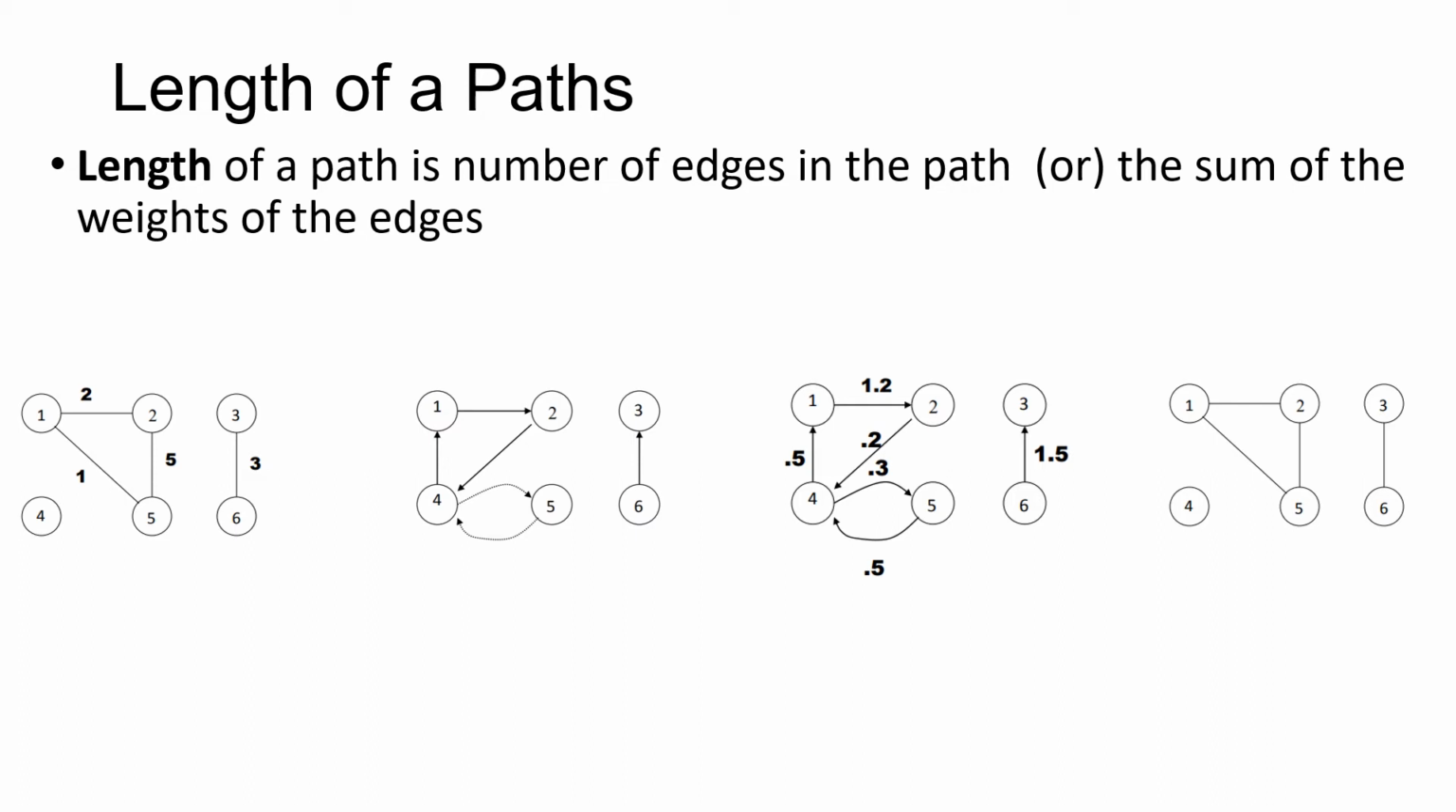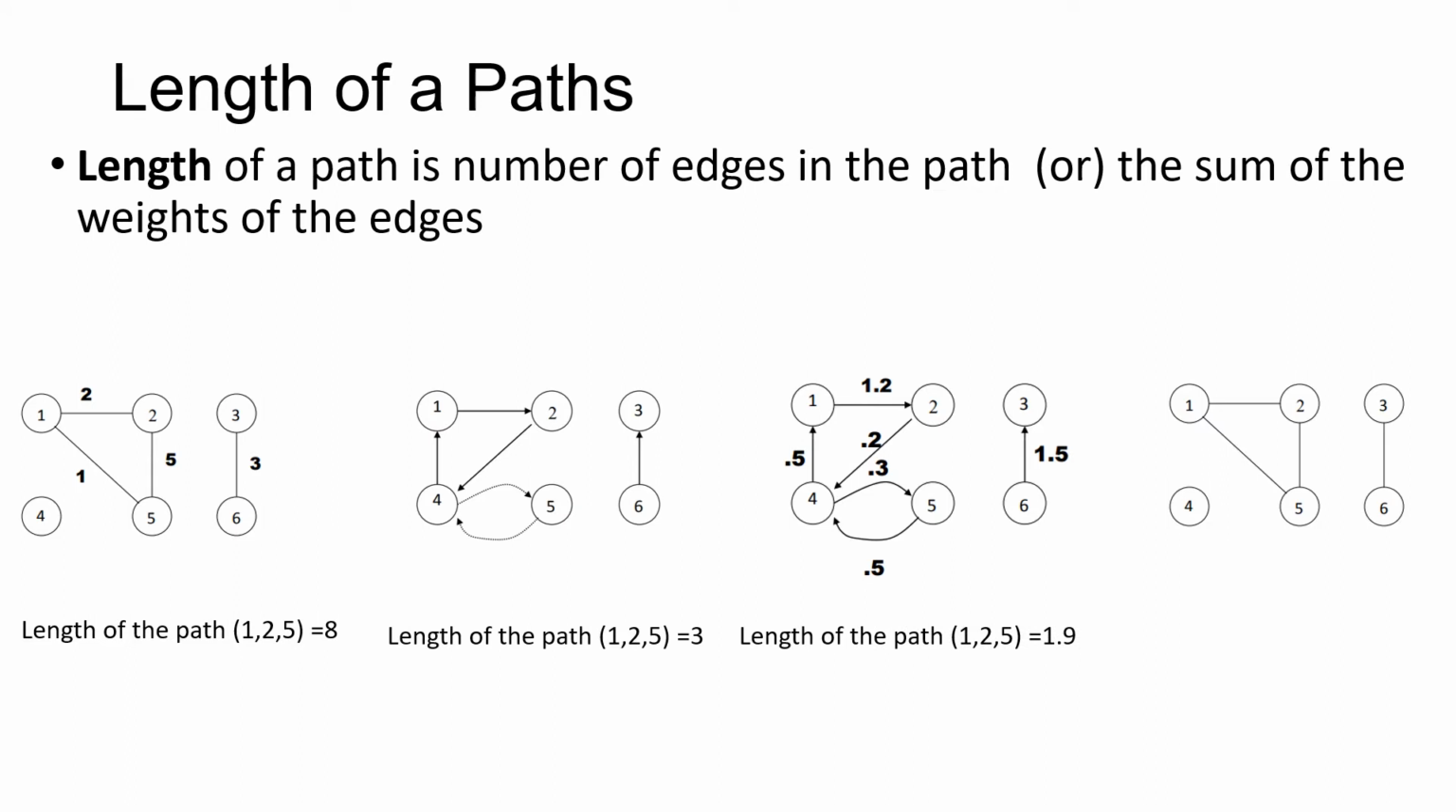Now let us see how to find the length of the paths for the graphs given below. Length of the path for the first graph, which is an undirected weighted graph. Length of the path for a directed unweighted graph. Length of the path for a directed weighted graph, and length of the path for an undirected and unweighted graph.